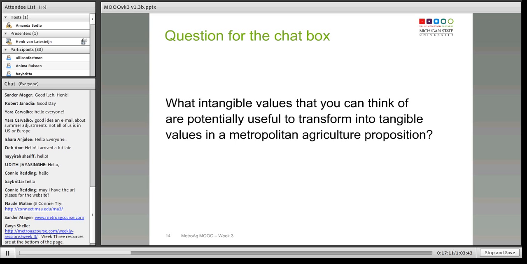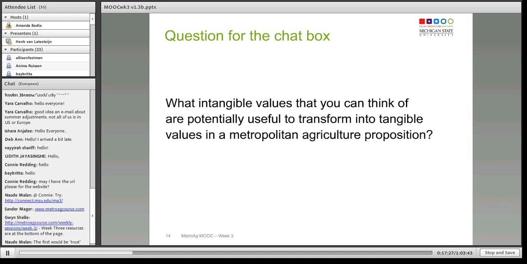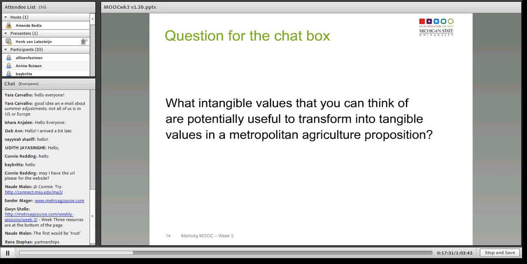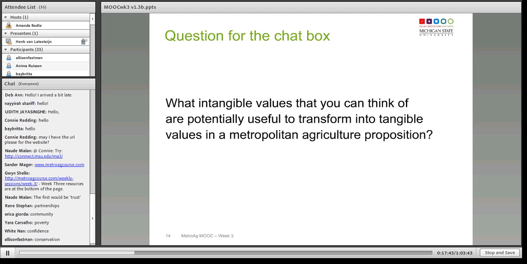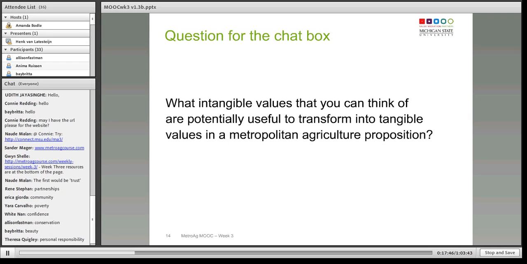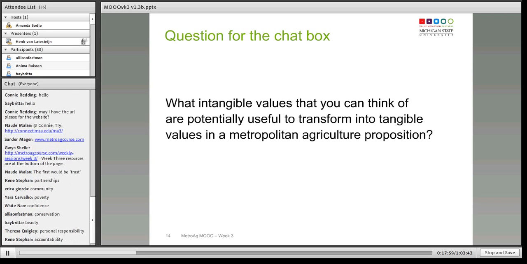Okay, Noord said trust. Renee, Stefan, partnerships, community. Well, indeed, trust, and I will come to the examples, is an important one. If you can organize trust and really organize it in a business-like fashion, it is really valuable to your development. Poverty, well, as a value, I hope you mean poverty alleviation then. If you can do something to alleviate poverty and do that in a structured way, you're right. Confidence and trust are a bit in the same league. Conservation, probably nature conservation, I think then. Personal responsibility, well, yeah, that's a good one, but to organize that in a business proposition is a bit difficult.